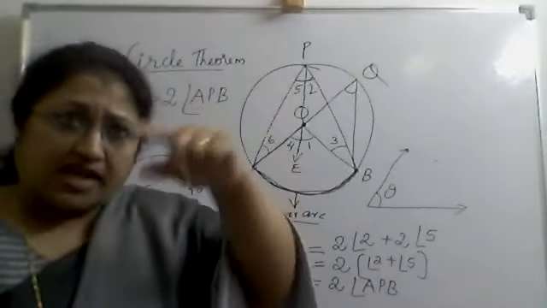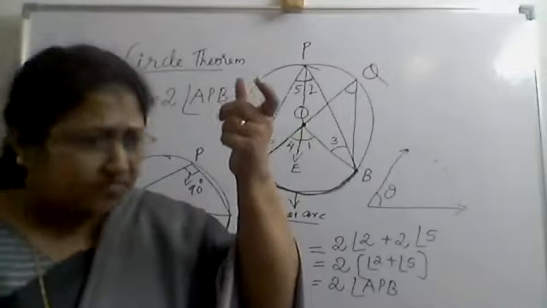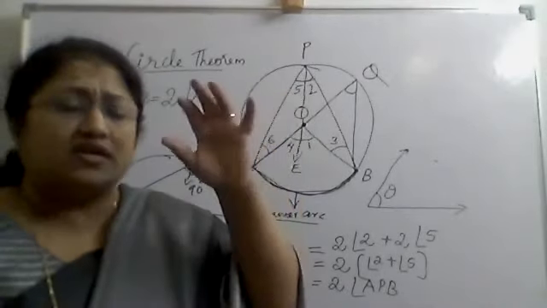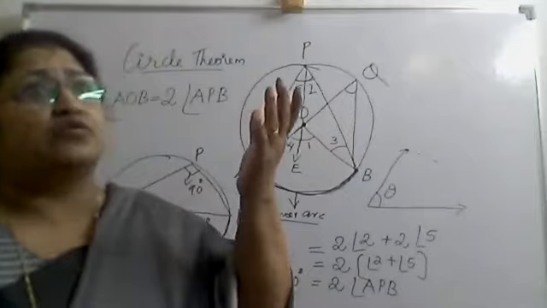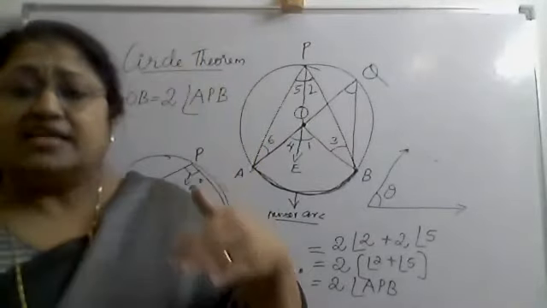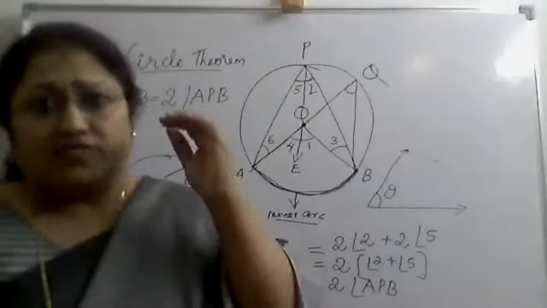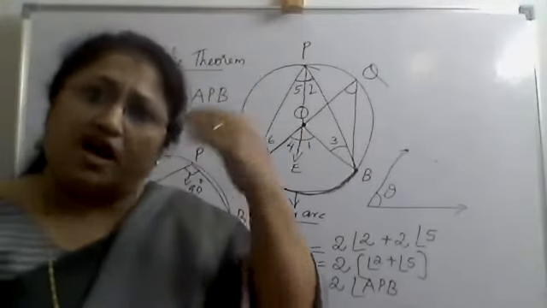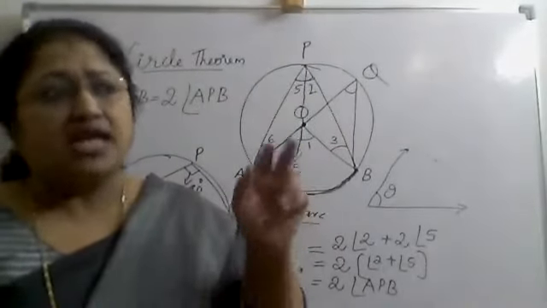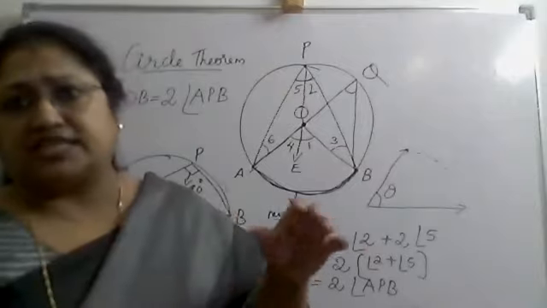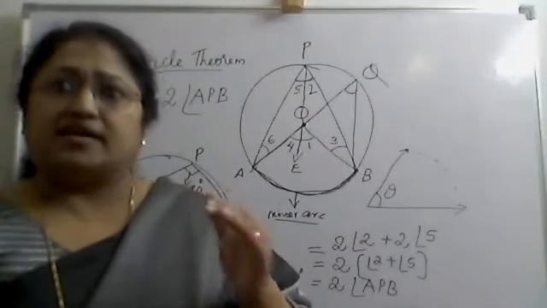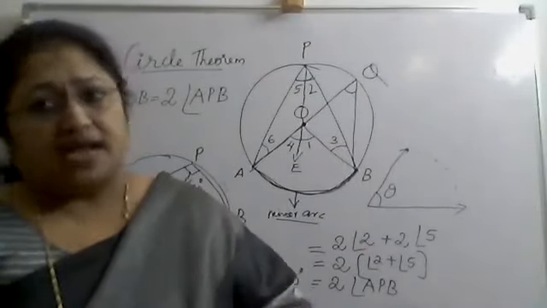If the central angle is given, suppose some 125 degrees, then exactly half will be the angle in the other part. Always remember that half will be the angle in the other part. Then angles in the same segment of the circle will be equal in measure, and the angle in a semicircle will always be 90 degrees.